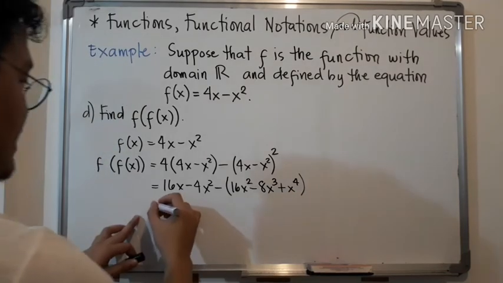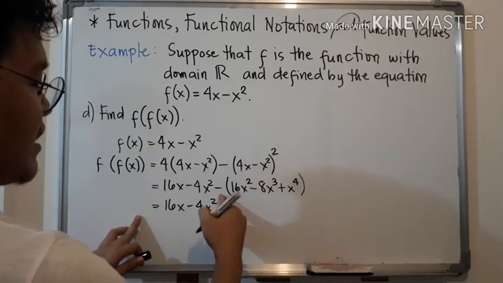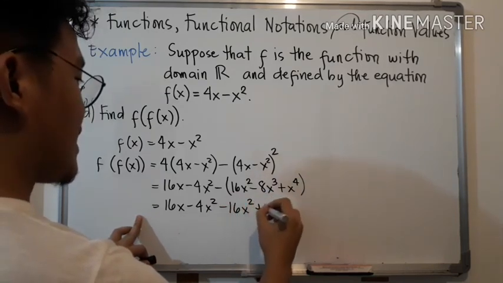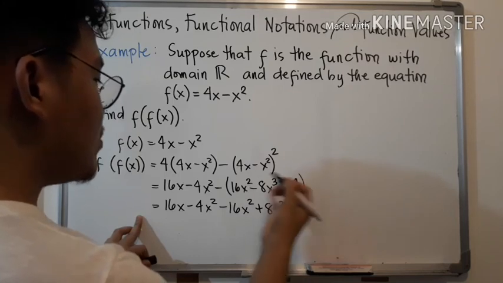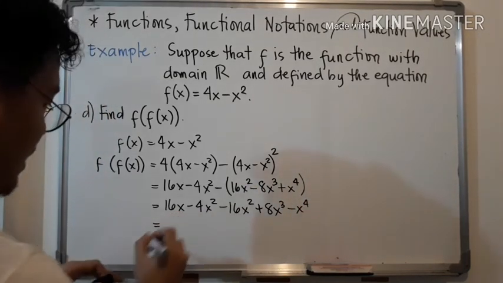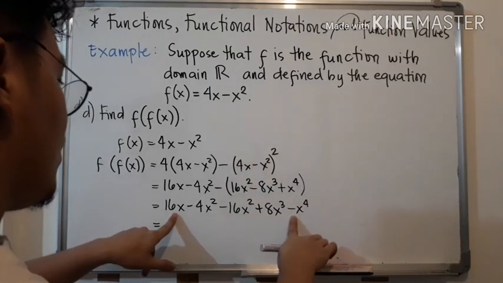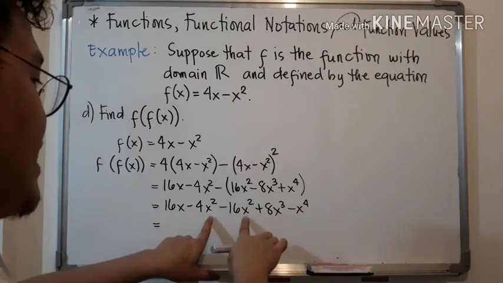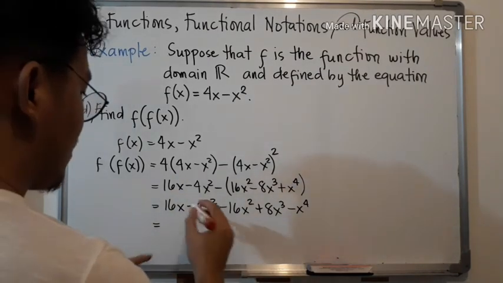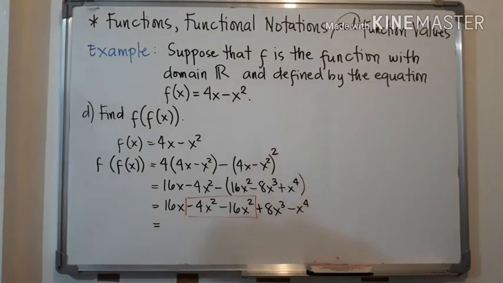Okay, and then we have 16x minus 4x squared. We have minus 16x squared plus 8x cubed minus x to the power of 4. Do we have like terms in this expression? Yeah, we have these two. Okay, so we combine, we add or subtract like terms.